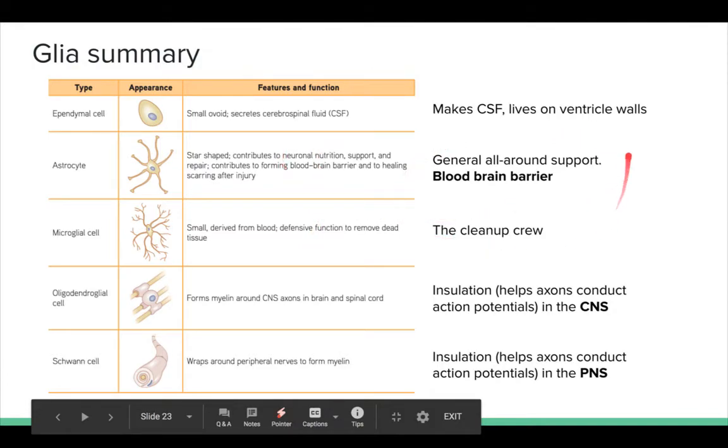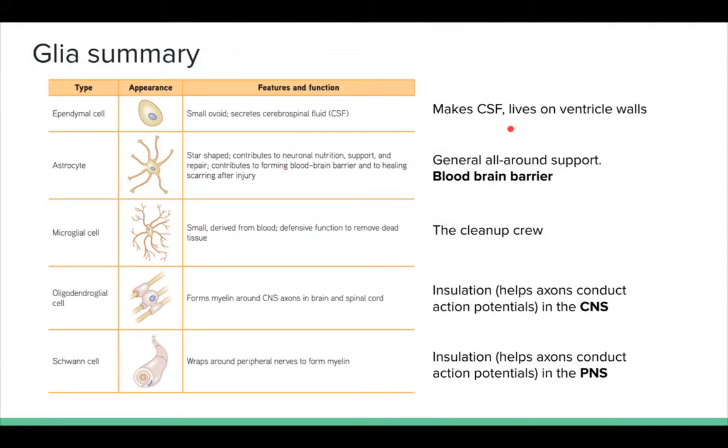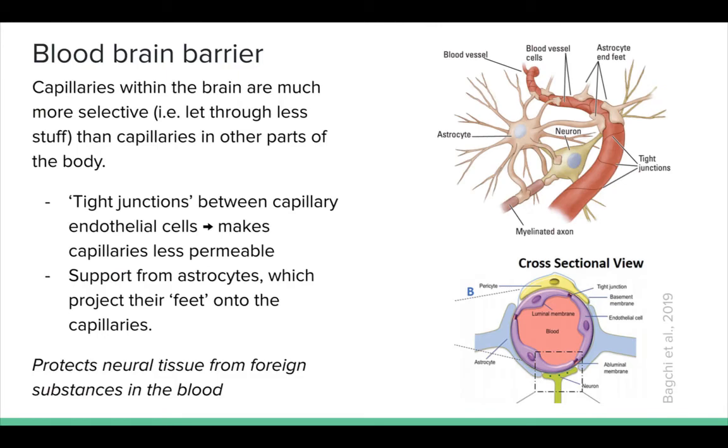One last thing I want to mention about the blood-brain barrier. The blood-brain barrier is an important feature which basically protects neurons and neural tissue from substances that are in the blood that could be harmful. And the idea of the blood-brain barrier is kind of hard to wrap your head around. It's not like a physical barrier, like a sheet of plastic wrap or something like that.